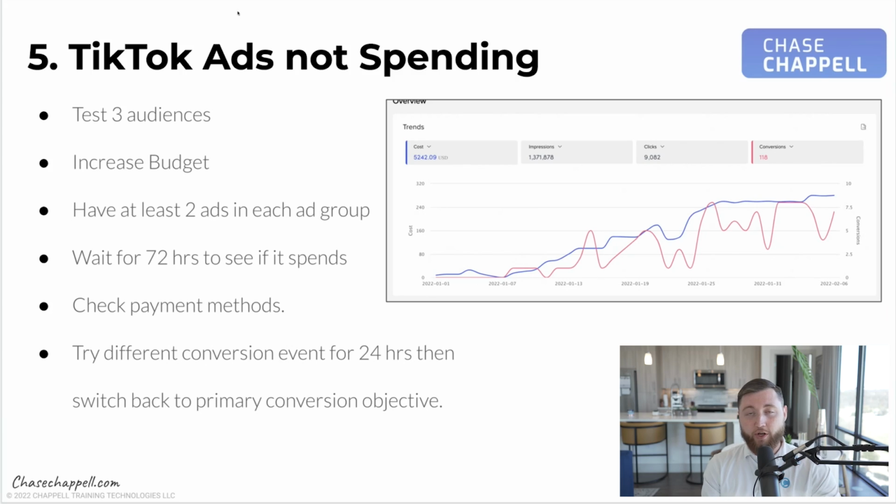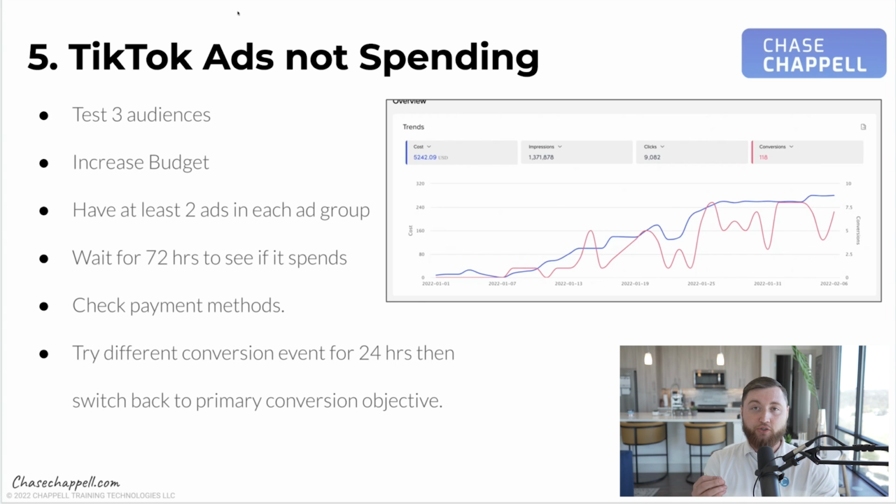And then also double check your payment methods. Sometimes payment methods don't always go through. Make sure you have automatic payments on, or if you have an ad credit, if it expired, then make sure to have a payment method so you can continue to scale and spend money on TikTok ads if you're getting successful results.